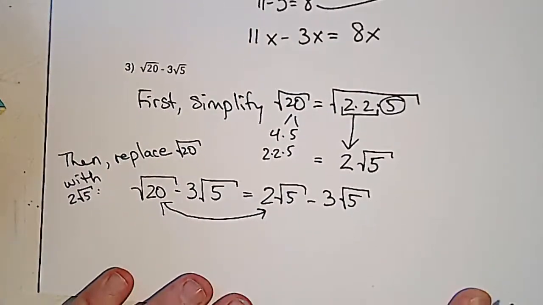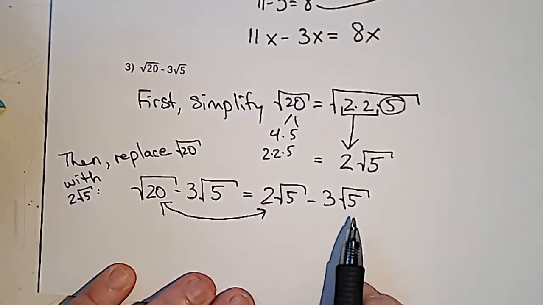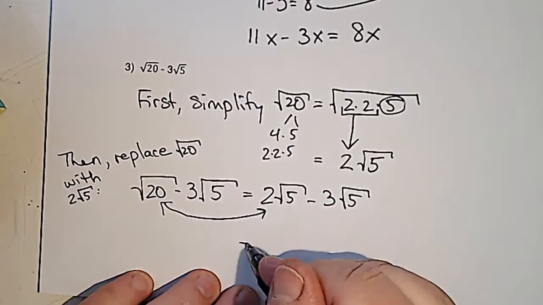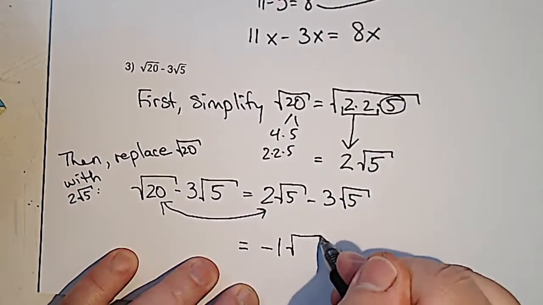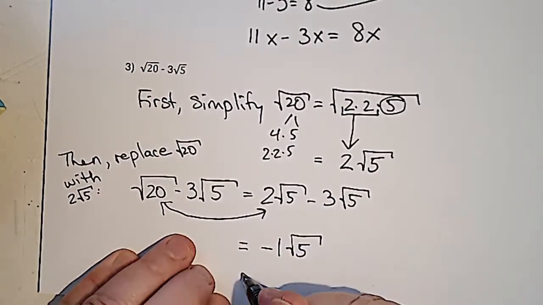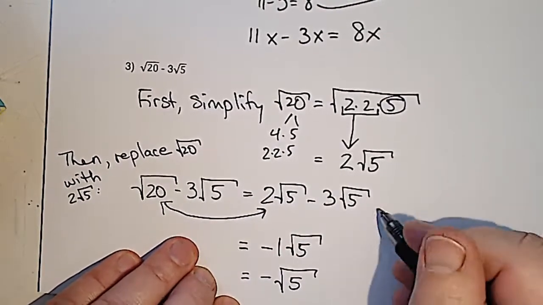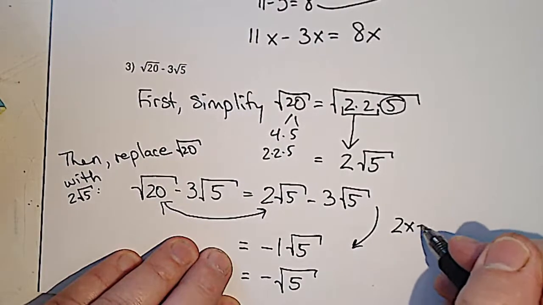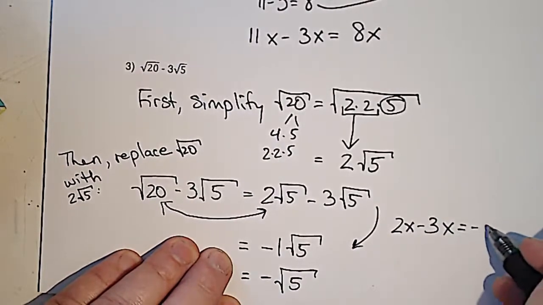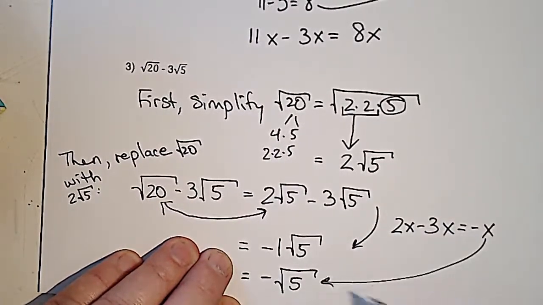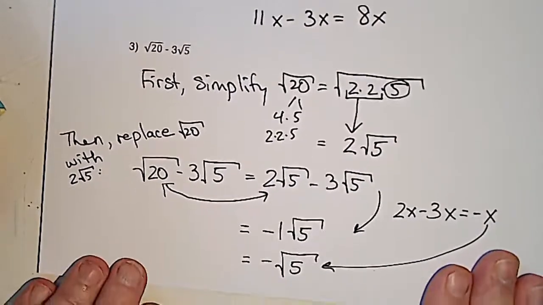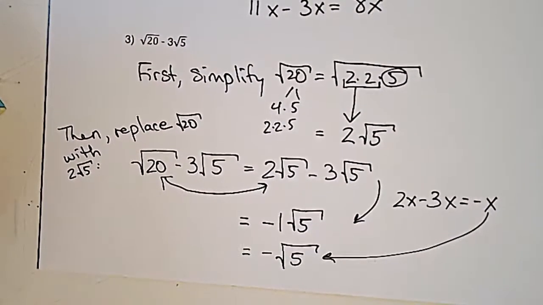Okay. Then if I have 2 apples and I take away 3 apples, I've got -1 apple, or just the opposite of radical 5. 2x minus 3x equals the opposite of x. Kind of woohoo? I know, this is going to be a potpourri of excitement.